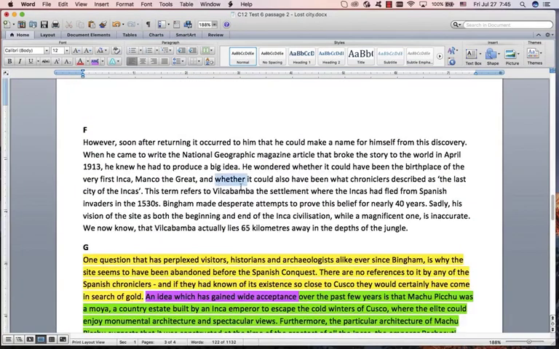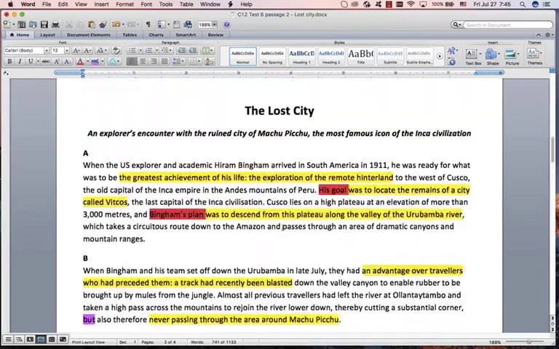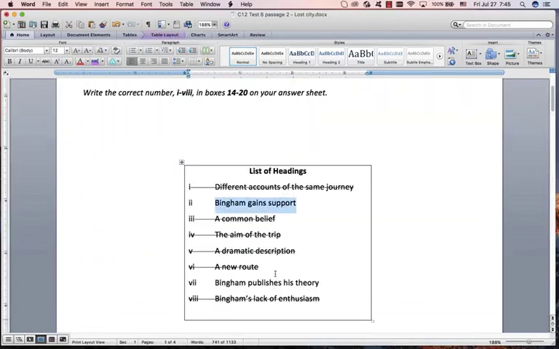Then you will go back to this paragraph and just see if there's anything you can find. Really, it's a really difficult one. Is there anything about him gaining support? Or is there anything about him publishing his theory? There's nothing about him gaining support, so we just choose this one.